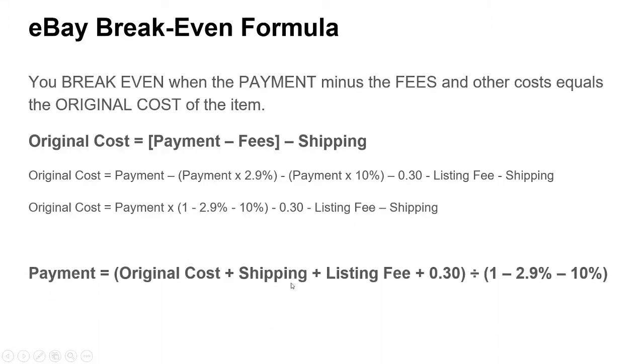Then, to actually derive a formula for the eBay break-even, you now have to solve for the payment. So you need to find out what payment amount would make the original cost equal to the payment after subtracting all of these fees. And so the payment equals the original cost plus the shipping plus the listing fee plus 0.30, divided by 1 minus 2.9% minus 10%. So I just basically reversed the formula and solved for the payment. This formula will give you the break even.